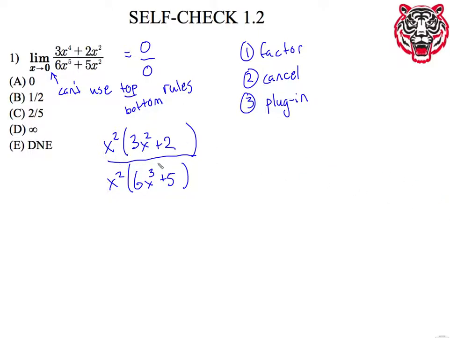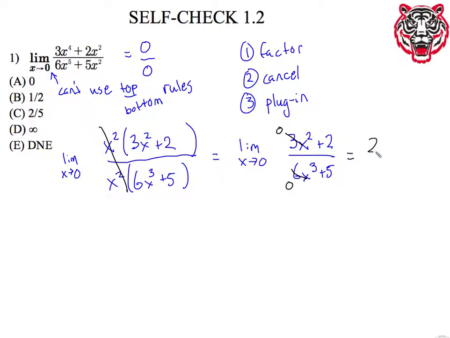All right, step 2. Cancel. So I'm going to go ahead and cancel this out. Now remember I should always be rewriting limits just to get the practice, x goes to 0, because on free response you do need to write this. This is now equal to the limit as x goes to 0 of 3x squared plus 2, all divided by 6x cubed plus 5. And step 3 is plug in again. When I plug in 0 into x, this goes away, this goes away. They both turn into zeros. 2 over 5. And the answer here is 2 over 5.